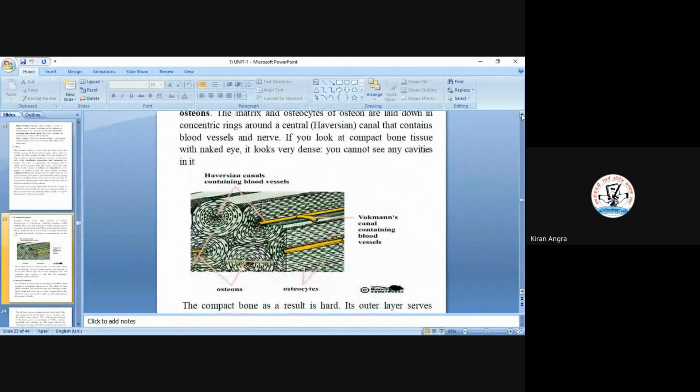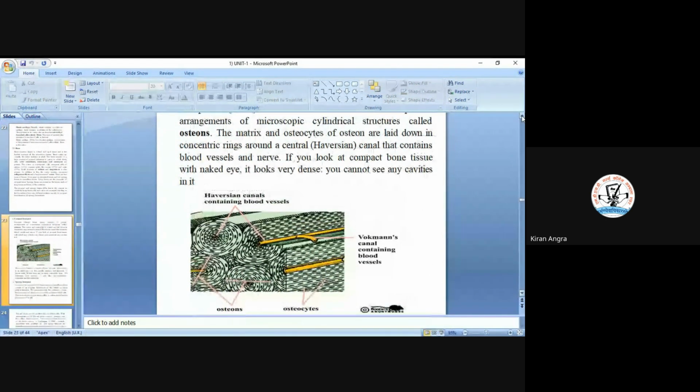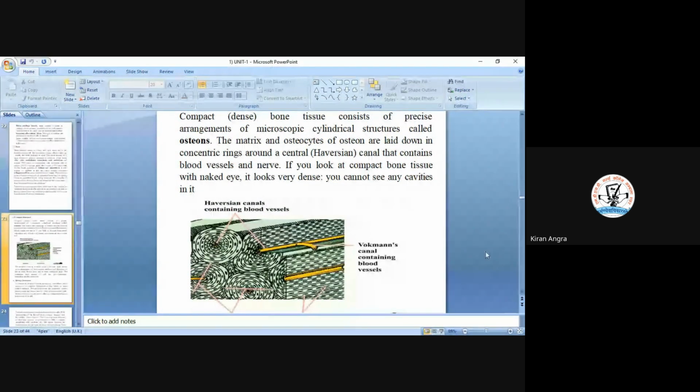We will be reading about the compact bone structure, so we will be seeing this diagram. The compact and spongy bones differ due to the manner in which the living bone cells and the matrix are arranged, resulting in different patterns. Let us see the compact bone. You are just seeing the compact bone tissue diagram.